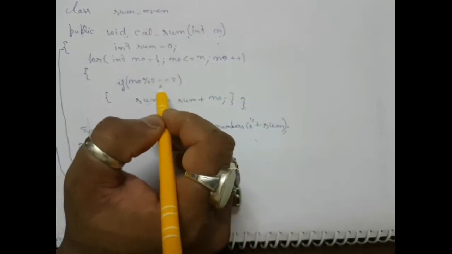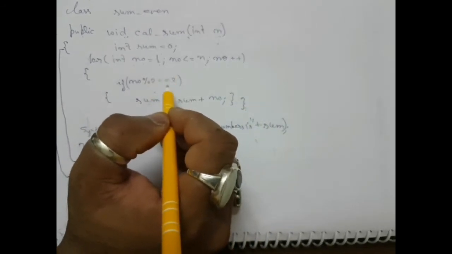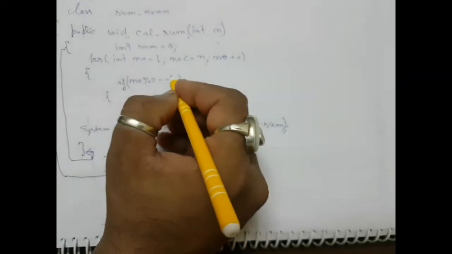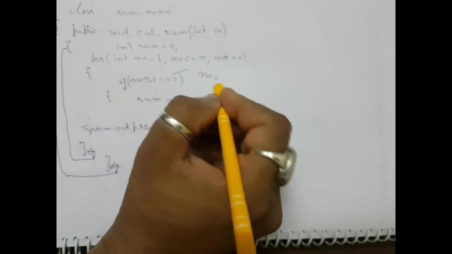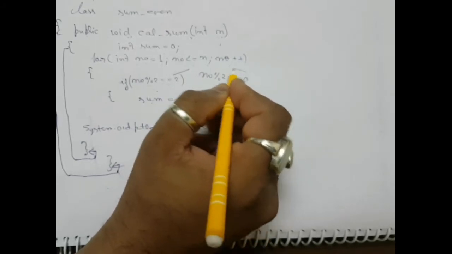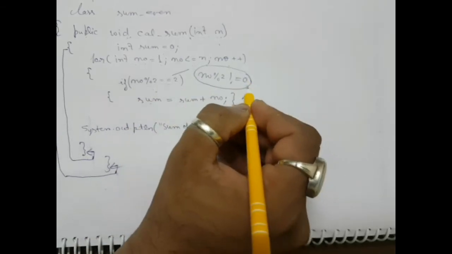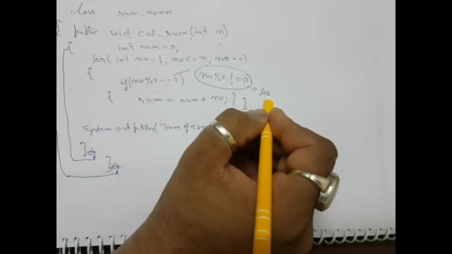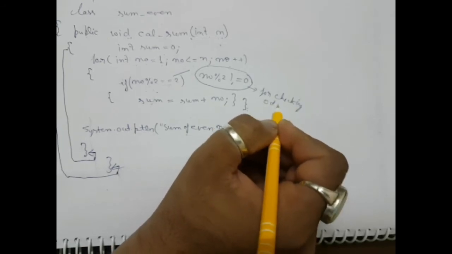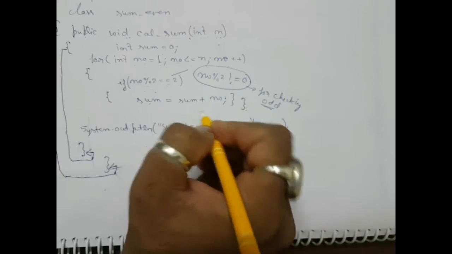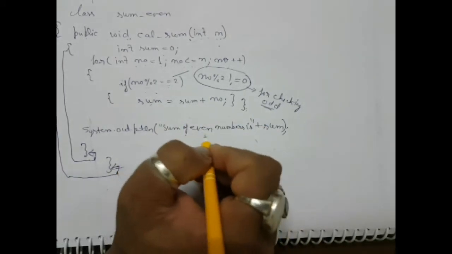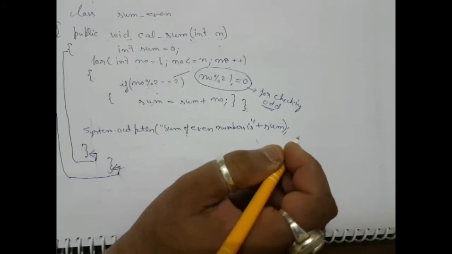Similarly, I can do it for the odd numbers also. How can I do it? I have to just change this area. This will become no mod 2 not equal to 0. Once you write this, this becomes the for checking odd. Is that clear? And what will happen here? The odd numbers sum will be there, and then you can have a message "sum of odd numbers is" sum.